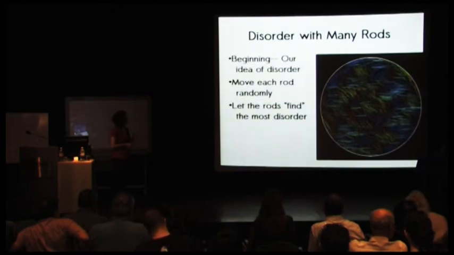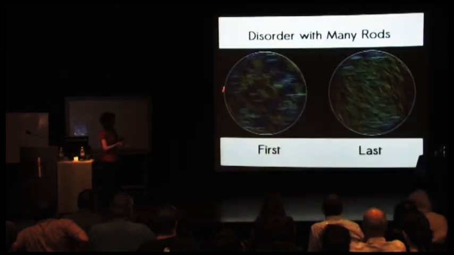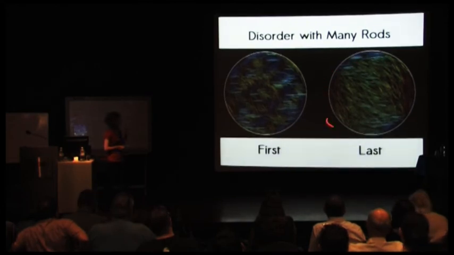So I'm going to show you a movie. It starts with this configuration, and then the computer randomly moves the rods. And if you remember, it started with this, our best guess of disorder. We let the computer randomly move the rods, and this is what happened. So now we understand why this occurs.